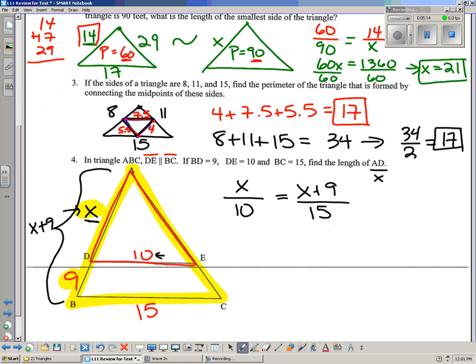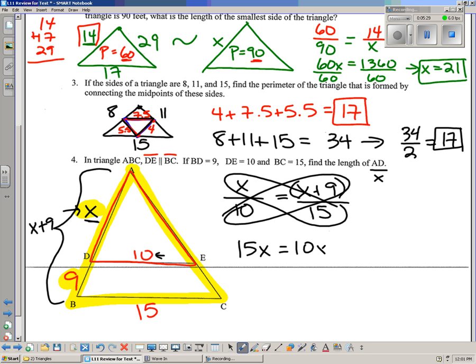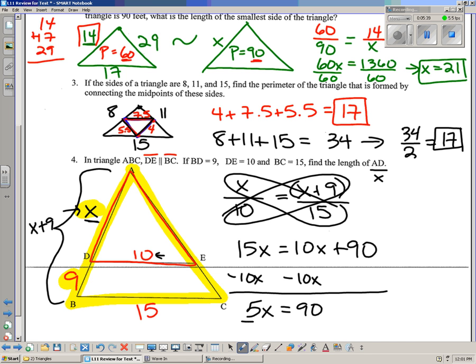Okay? You could have also set up other proportions, but as long as you cross multiply and we get the same thing, your proportion was correct. So when we cross multiply here, I have 15x equals, you have to remember to distribute here, 10x plus 90. Subtracting 10x from both sides, we get 5x is 90. Divide by 5, x is 18, which is the same thing as AD. So we're good to go there.